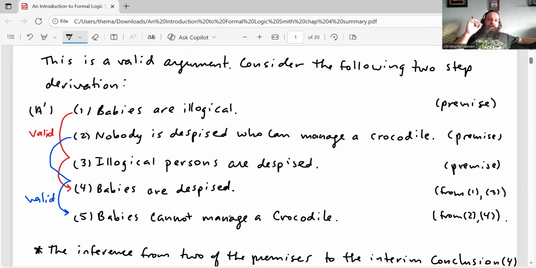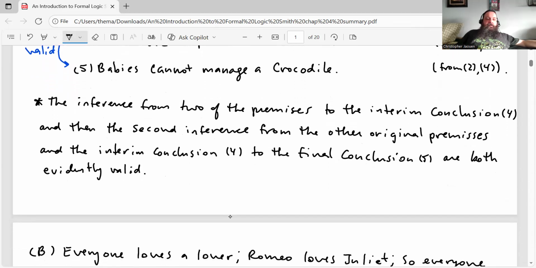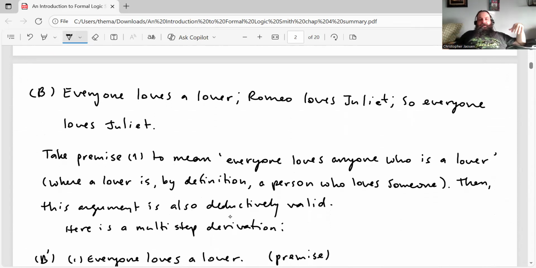And then finally, the conclusion, five, babies cannot manage a crocodile, comes from the inference from premise two and proposition four. Two says nobody is despised who can manage a crocodile. Four says babies are despised. Therefore, babies cannot manage a crocodile. Notice that both of those intermediate inference steps are valid: the inference from two of the premises to the interim conclusion, four, and then the second inference from the other original premise and the interim conclusion, four, to the final conclusion, five, are both evidently valid. We've seen inference steps like that already in this book and in the other books we're looking at too.